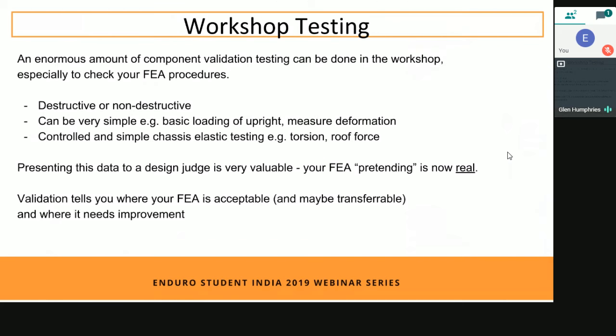So we'll start off with workshop testing. And there's an enormous amount of validation and testing and experimenting that can be done just in the workshop without splashing out on really expensive equipment. And this stuff's often pretty small scale in the sense of we're only testing one component at a time, or maybe 2 or 3. And it's really good for checking, for example, your FEA procedures. And so we can be either destructive or non-destructive.